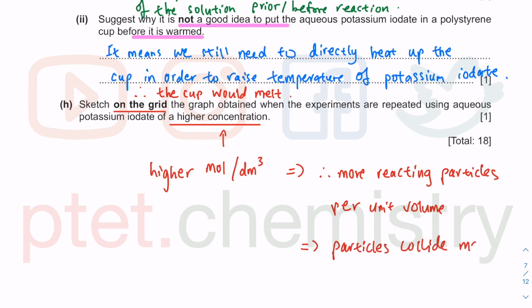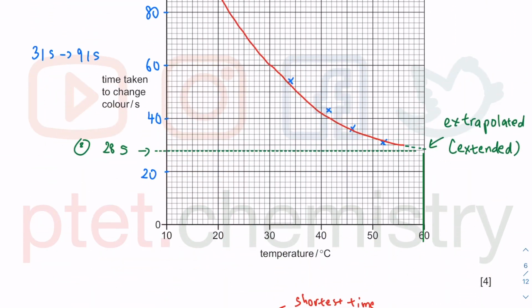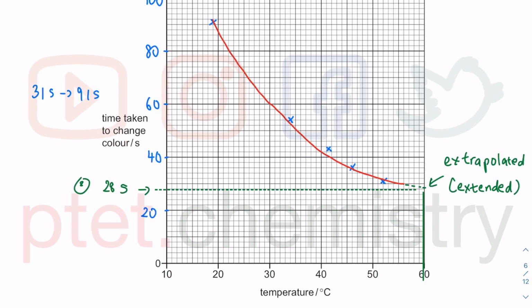This is to do with kinetic particle theory. If you collide more frequently, your rate is going to be faster, your time taken is going to be shorter. If the time taken is shorter, the rate will be faster. So we are using these same temperature changes, but we have higher concentration. So for each temperature, the time taken will be faster.